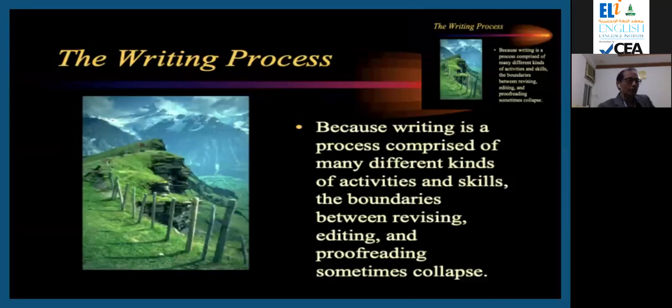So the writing process is a very compound process. It involves so many steps, that is pre-writing. Actually, we write in our head first, and believe me, whether it's speaking or writing, or both, in both cases we have to cook up, we have to fabricate, and we have to come up with things in our head first, even before jotting them down. And when it comes to scribbling it on paper, believe me, the good writers' trash bins are full. Why? Because they have to write and write and rewrite. So it's comprised of many different kinds of activities and skills, and the boundaries between revising, editing, and proofreading sometimes collapse.